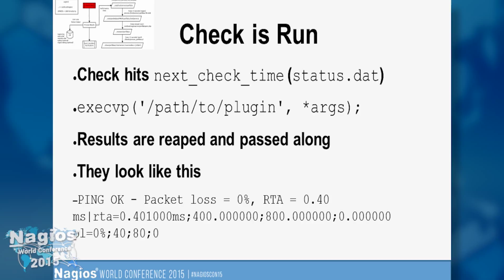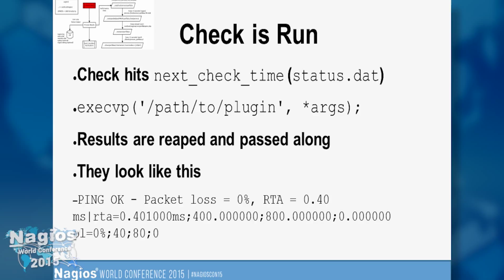The first thing we're going to talk about, and this is mostly an XI talk, but since XI uses Core under the hood, you kind of have to talk about Core. So a check is run. Now what does that mean? In a status.dat file, which is just one of the files that's updated fairly regularly, you have the next check time for each of your hosts and services. So when that gets hit, you run a check.